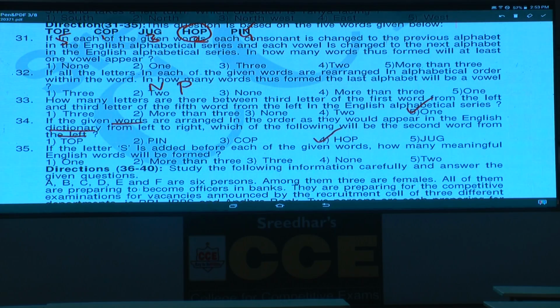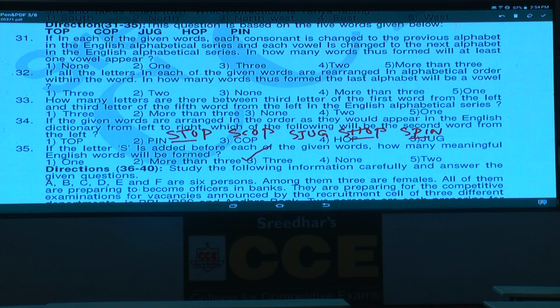Now 34, choice 4. Then question number 35, the letter S is added before each of the given words. If you add S before each of these, this will be STOP, and the next one is what? SCOP, and next one SJUG, and next SHOP, and SPIN. Then what is the question here? How many meaningful English words can be formed? Yes, tell me how many meaningful English words can be formed here? 3. What are those 3? STOP, and SHOP, and SPIN are the 3 words that can be formed, that is choice 3.